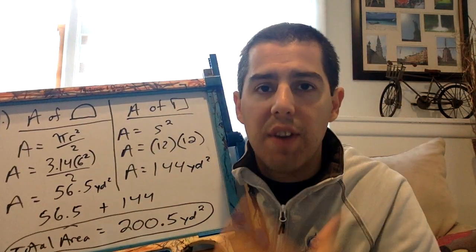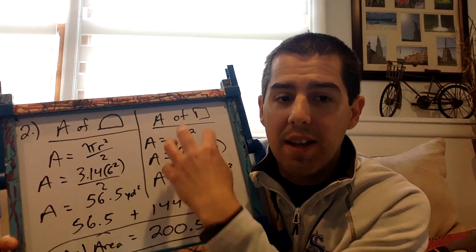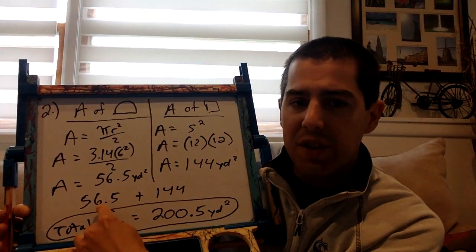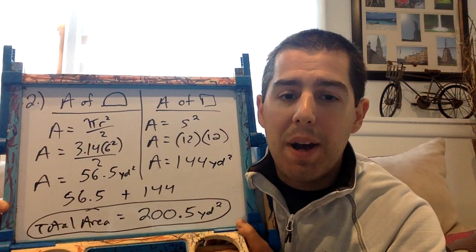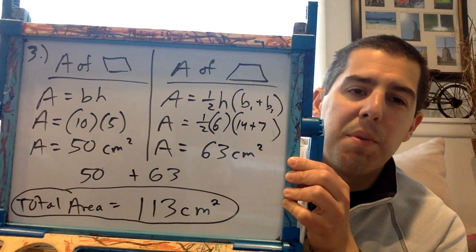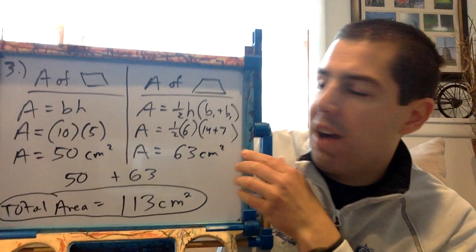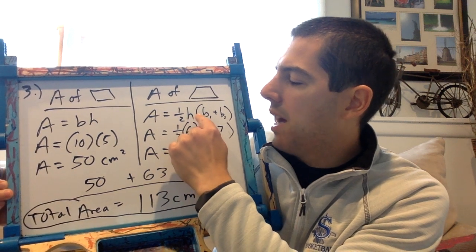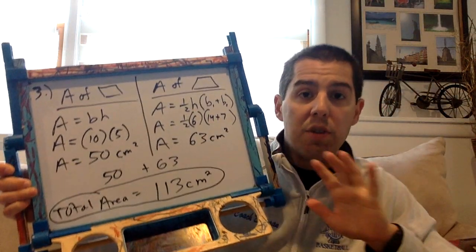To get the area of every composite figure problem, get the area of each shape that you see, and then add them up. The area of the semicircle or the half circle is this. The area of the square part is this. So the total area of that composite figure is 200.5 square yards. Number three is a parallelogram and a trapezoid. The formula for area of a parallelogram is base times height. The formula for area of a trapezoid is 1/2 multiplied by the height multiplied by the sum of base 1 and base 2.